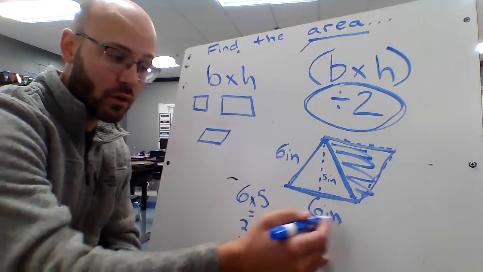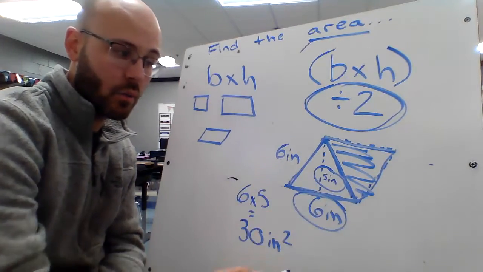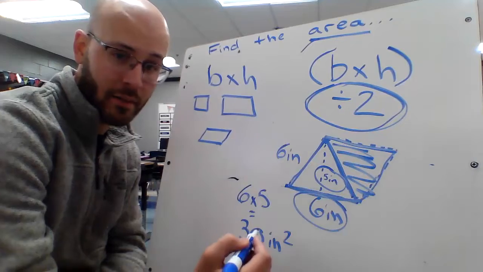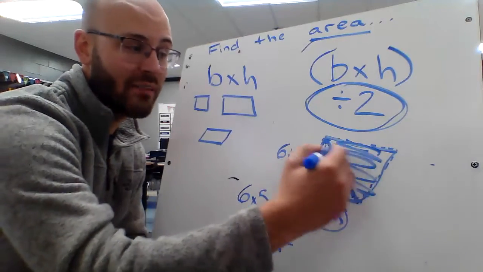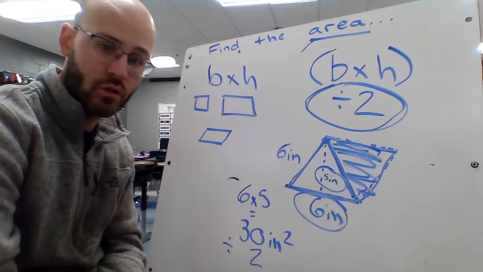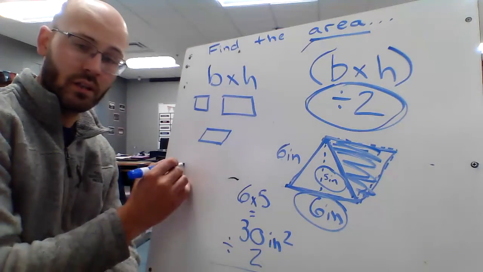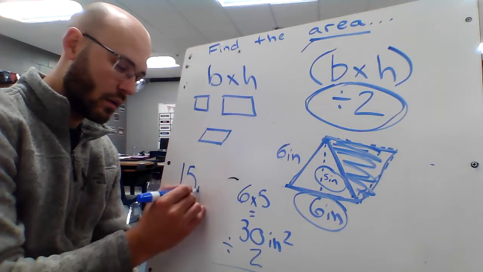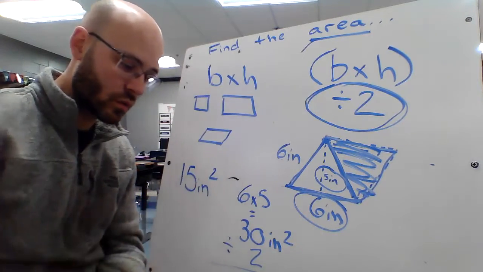So this triangle, base times height, would give you this whole parallelogram. But I only have half of it. I have the triangle, which is divided by 2. 30 divided by 2 is 15 inches squared.